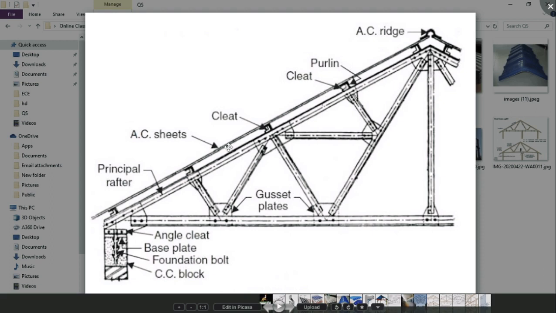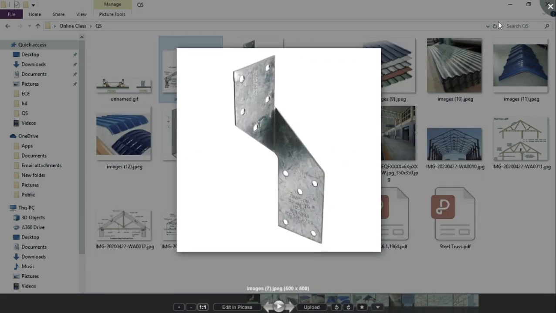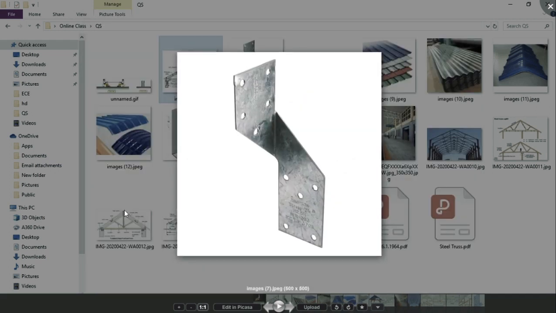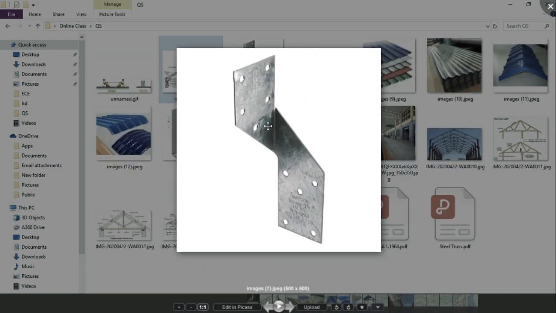So this is another AC sheet, this thin one. Then these are the gusset plates. To aid the nuts and bolts, gusset plates are used. So angle plate, base plate, foundation bolt, CC block. I'll show you one by one. So this is nothing but the wind tie. Wind ties are always fixed here, so you just see, this is called the wind tie.